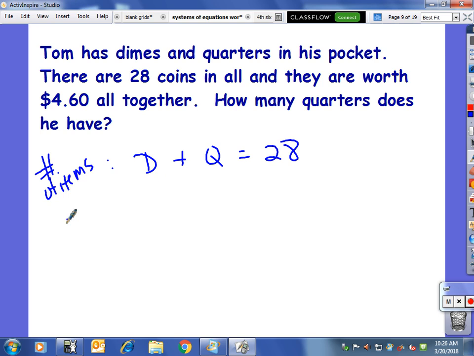Who can give me the money equation? 10D plus 25Q equals 460. I went ahead and moved all the decimals over. Yeah, you could have 0.10, 0.25, 4.60. And if I was actually going to solve it, I would absolutely move those all over and make them whole numbers. This one's set up nicely for addition. If you multiply that top equation by -10, the dimes will cancel out. You see what I'm saying?